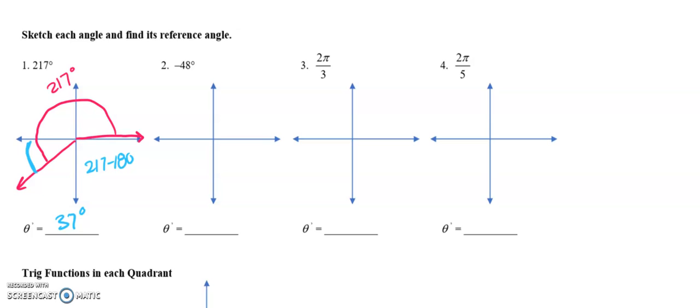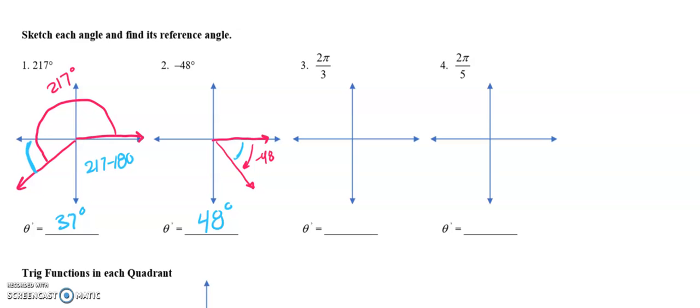Negative 48. Always start here on the initial side. Negative, so we're going down 48 degrees. So this angle here is negative 48 degrees. Reference angle is the angle back to the nearest x-axis, so that's going to be 48 degrees.